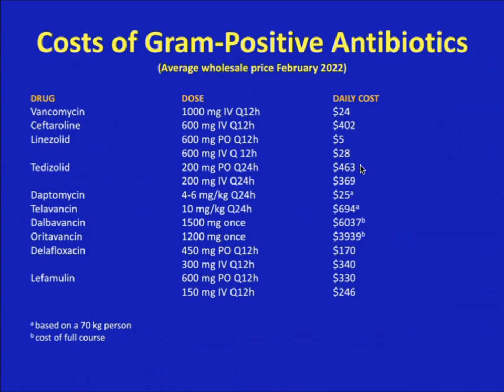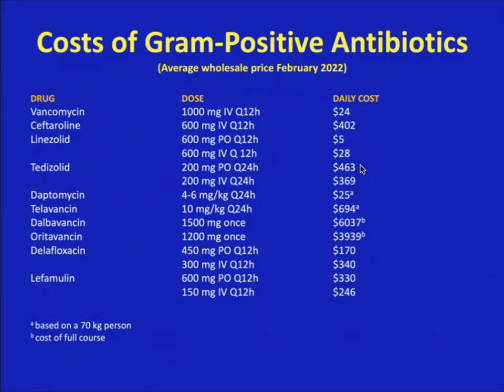So this is the cost from 2 years ago, the average wholesale cost. Why are we using certain agents? Why are we not using certain agents? Look at the cost. Vancomycin, cheap. Now that's not counting the drug levels. So yeah, you add the drug levels potentially. Tedizolid, 20 times that. So that's why it's held in reserve.